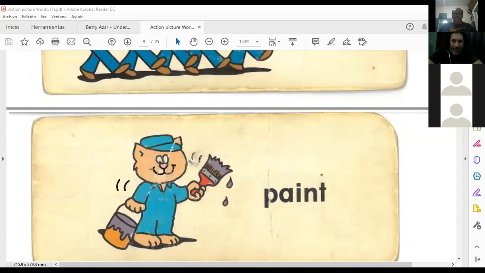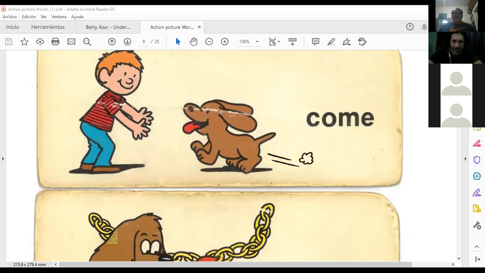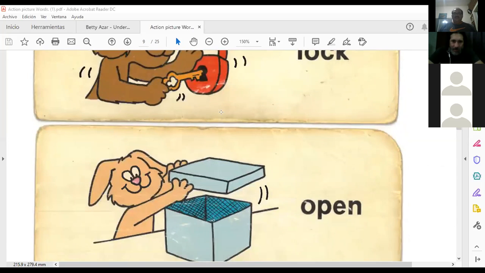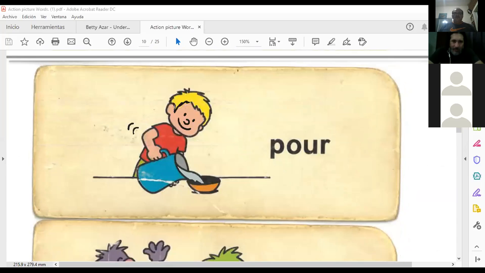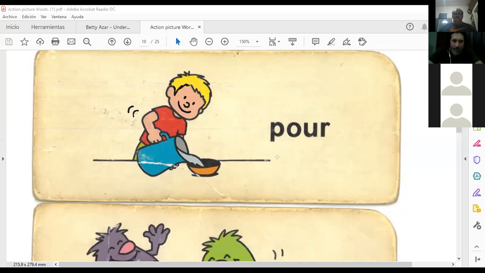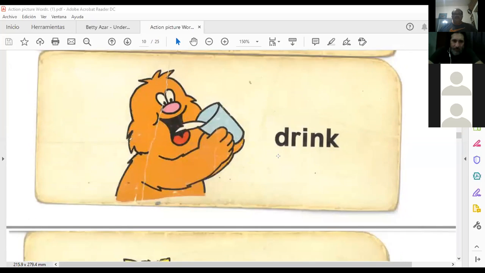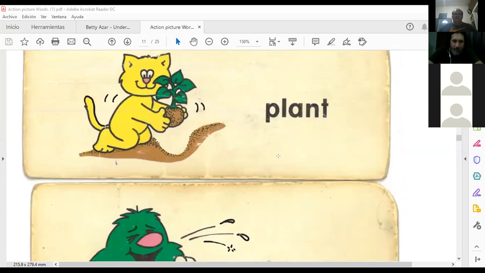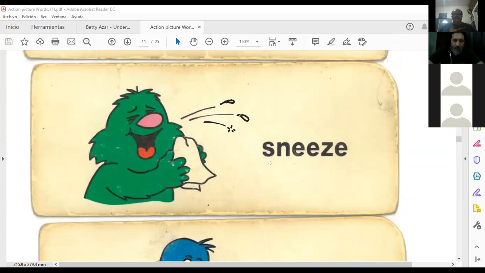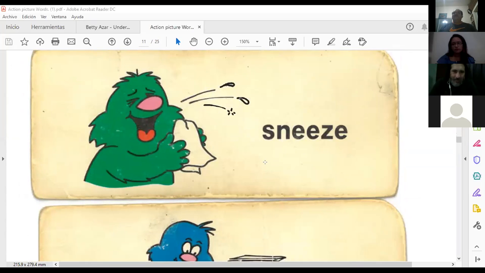Right? Then you have painted, come, locked, opened, pour, this is verter, right? Echar. For example, you pour the soda in the glass. You pour the coffee in the cup. So this is the action of pour, like verter or echar. Then laugh. Then you have stop again, drink, plant, planted, sneezed, right? Sneezed. Now, don't sneeze in the street, okay?